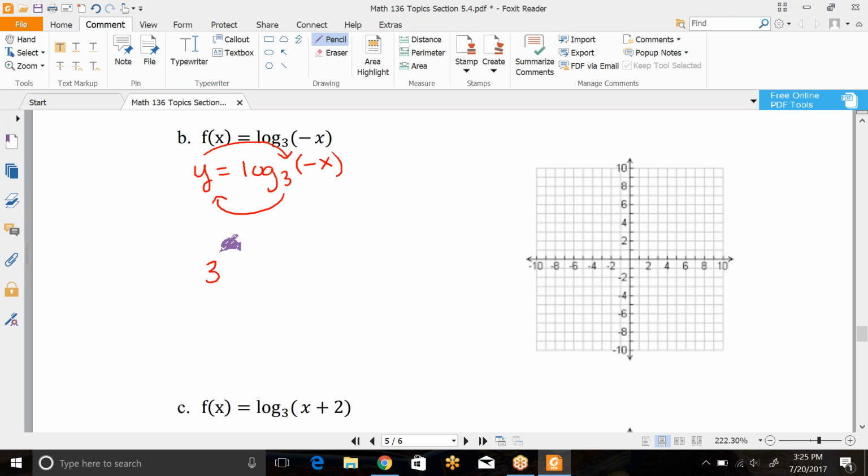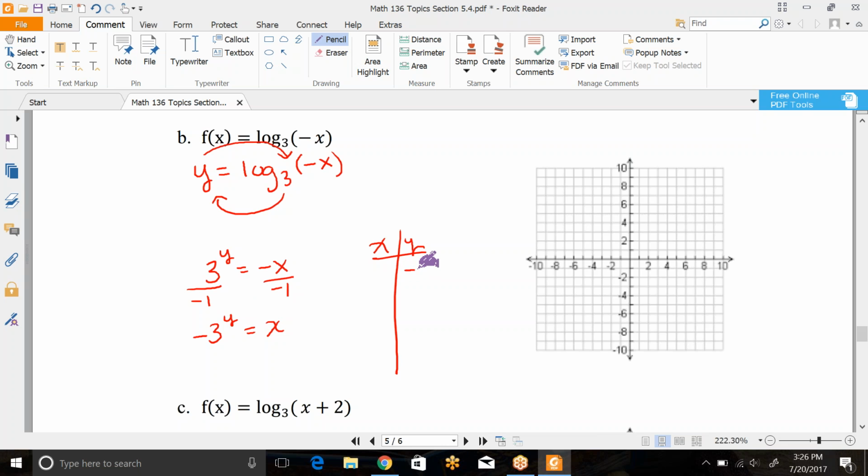So this would be 3 to the y equals negative x. Now typically when I go to do my table, I like my x to be solved since I'm going to be plugging in y's and finding x's. So this is actually negative 3 to the y equals x. So when we go to do a table for that, we're going to pick y's, and there's nothing going on with the y, it's just a y with no adding or subtracting after it in the exponent.